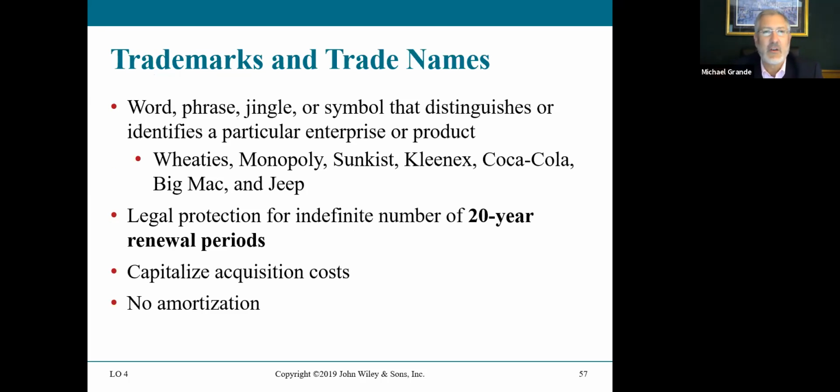What are trademarks? Word, phrase, jingle, or symbol that distinguishes or identifies a particular enterprise or product. You know what some of these trade names and trademarks are. Monopoly, Kleenex, Coca-Cola. Legal protection for an indefinite number of 20-year renewable periods. Capitalize the acquisition costs, not the development cost, the acquisition cost. No amortization. Why? Because you really don't have a definite useful life.